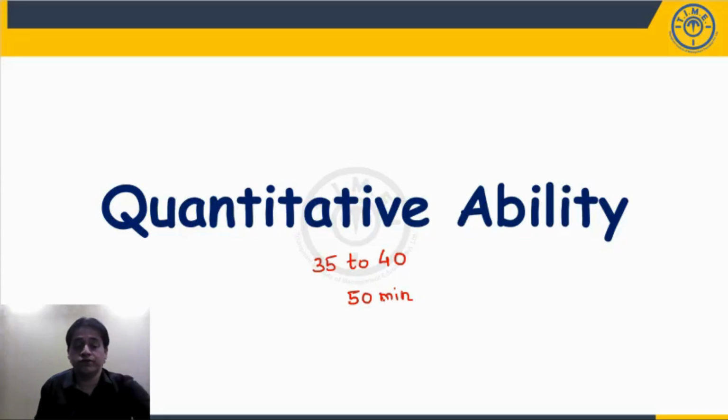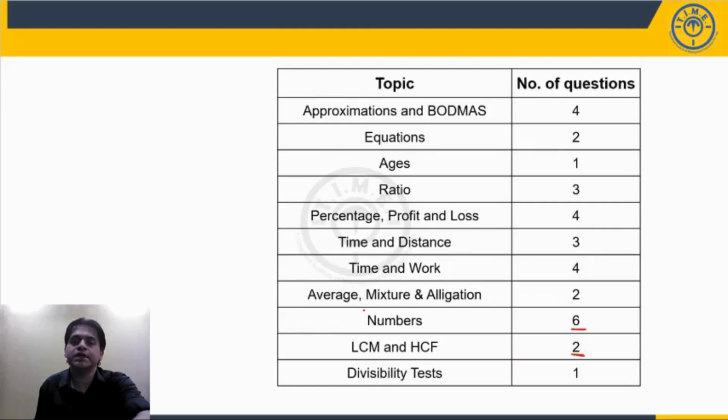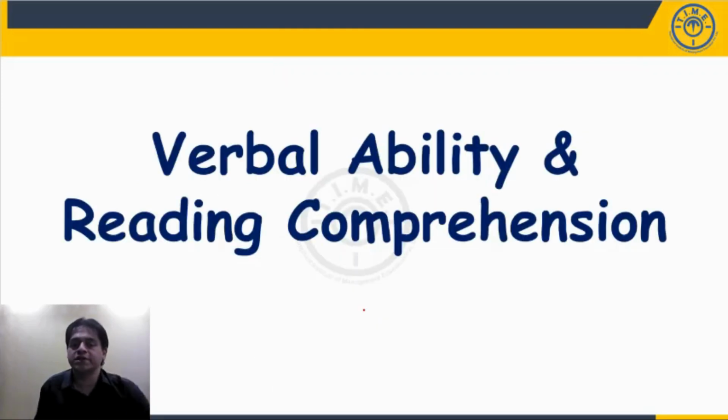Okay, sorry, not 50. My mistake. 30 minutes. You should be attempting around 30 to 35 questions in 30 minutes. That should have been the ideal attempts in quant. Okay, so that was the quant section, and then the final section is the VRC section.